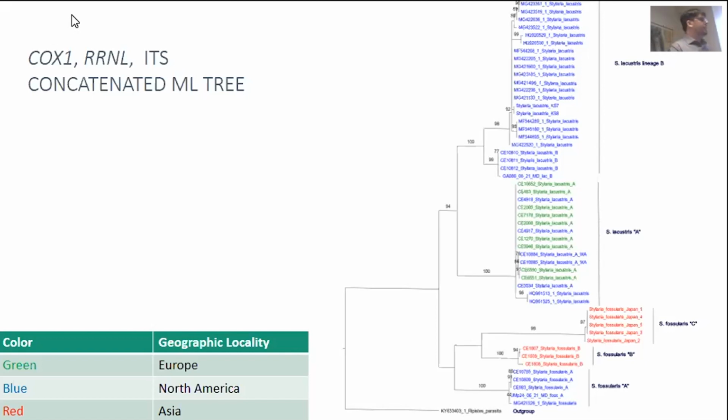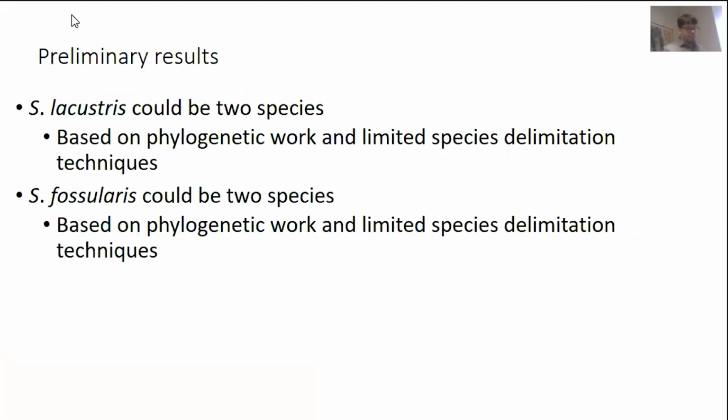It should be noted that for some of these, the outgroup is Ripistes parasita, which is the closest thing to that group, or to Stylaria. So some of the preliminary work that we did, or at least that Chris Barkow, whose work I added on to, had done, said that Stylaria leucostris could be 2 species. This was based on phylogenetic work and very limited species delimitation techniques. And he said that Stylaria fossilaris could be 2 species, also based on phylogenetic work and limited species delimitation techniques. We added the third one because he didn't have the Japan individuals for that.